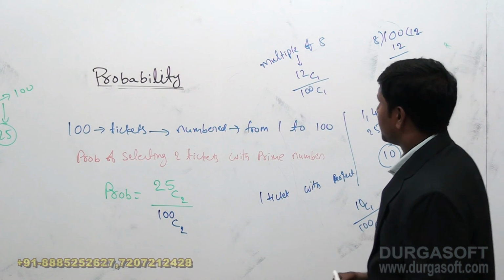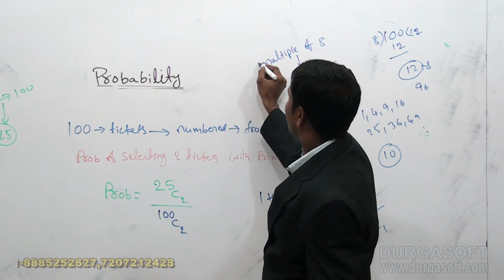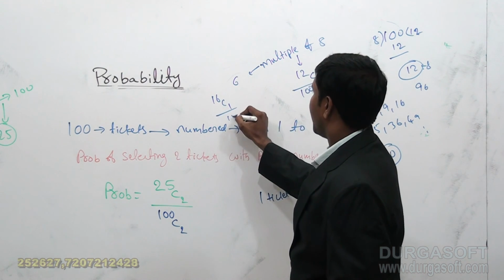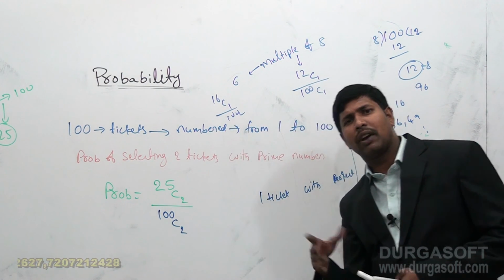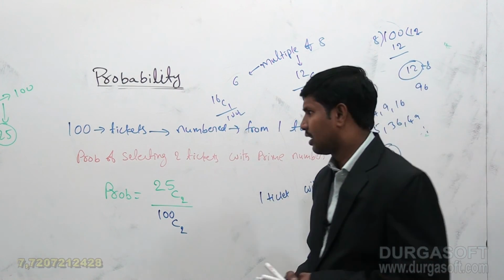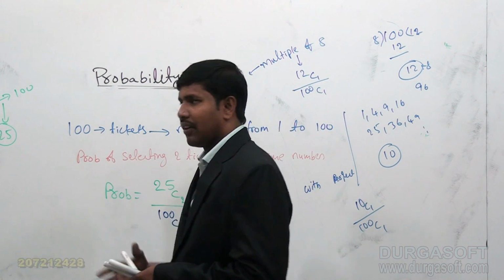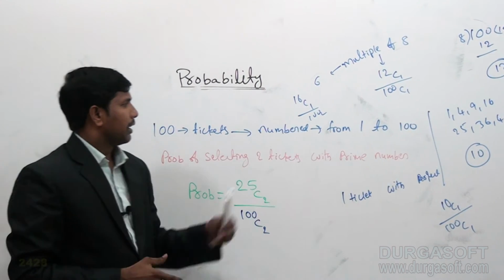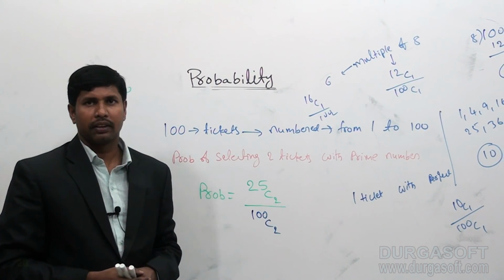Whatever the multiple, suppose if I am asking for a multiple of 6, there are 16 multiples. So 16C1 by 100C1. So in that way, whatever the value we want, we can select from the available values, whenever we are having questions related to numbers.